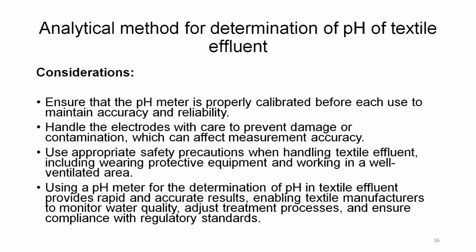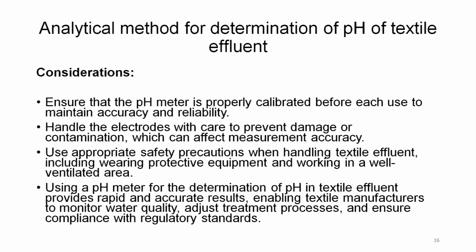Consideration: ensure that the pH meter is properly calibrated before each use to maintain accuracy and reliability. Handle the electrode with care to prevent damage or contamination, which can affect measurement accuracy. Use appropriate safety precautions when handling textile effluent, including wearing protective equipment and working in a well ventilated area. So, all the good laboratory practices, GLP, should be kept in mind.